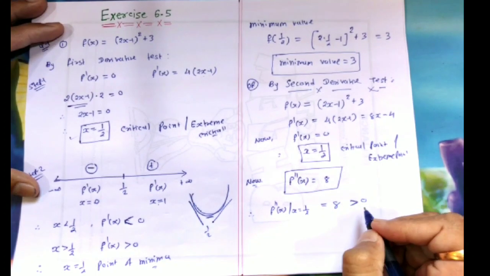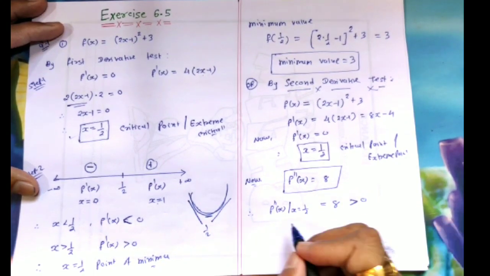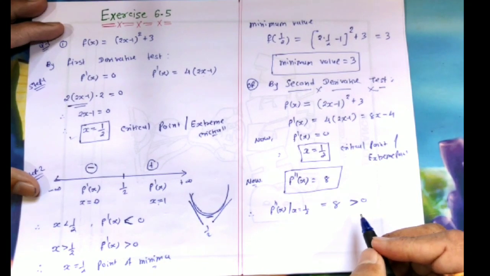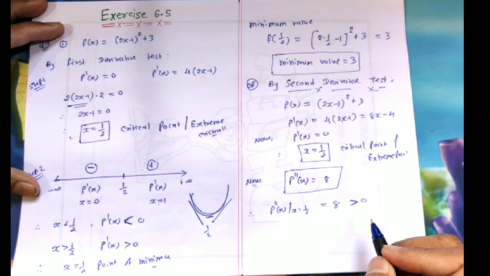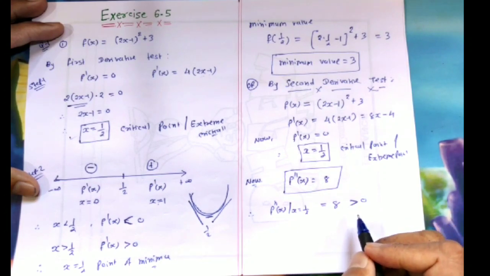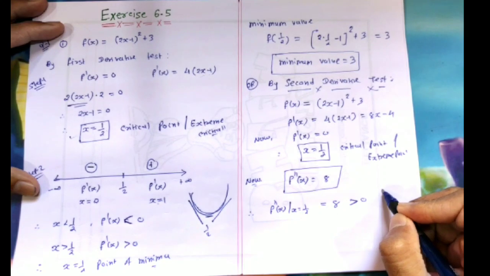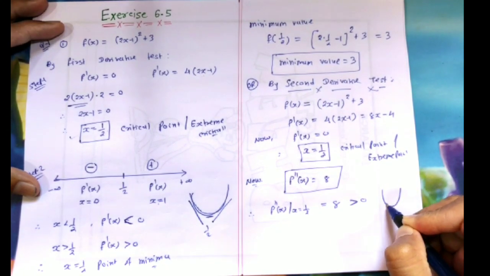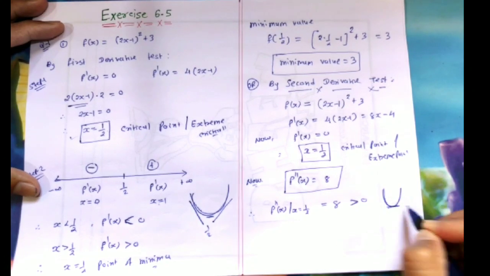So if the second order derivative is greater than 0, what is the meaning of the second order derivative? Second order derivative represents convexity or concavity of any function. So here f double dash is greater than 0, so the given curve is a convex curve. So a convex curve will be like this. If the curve is like this, we are getting the minimum value of the function.